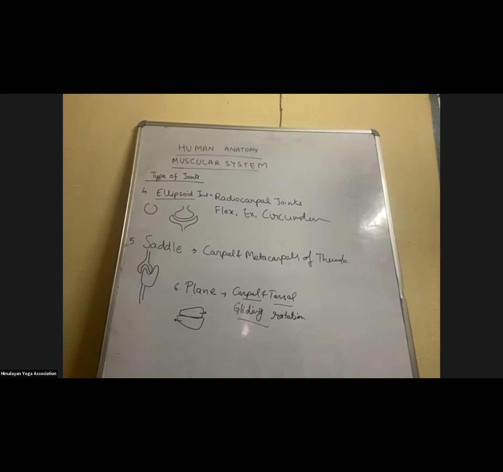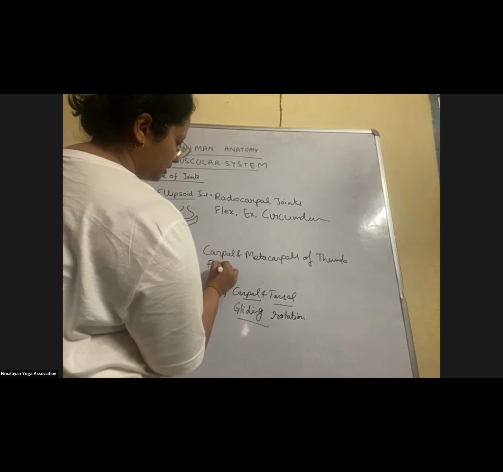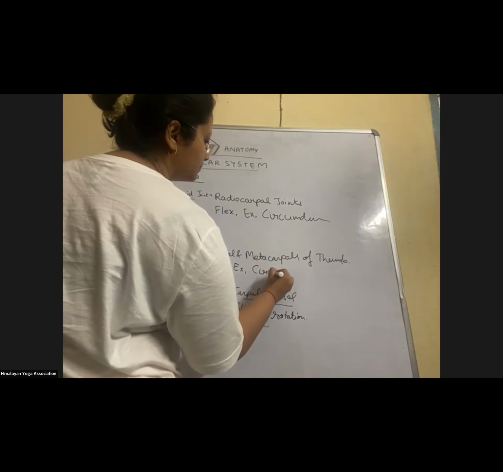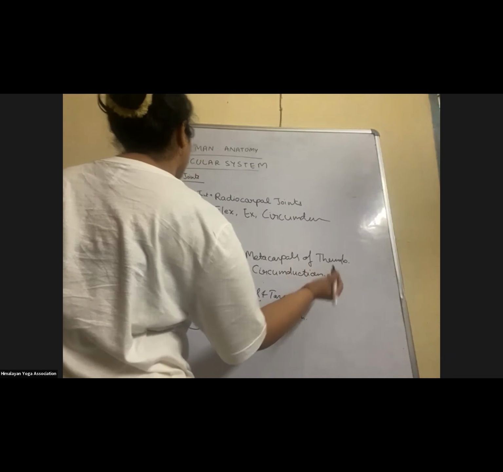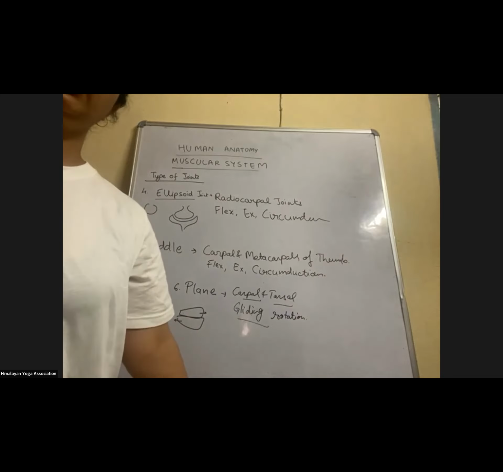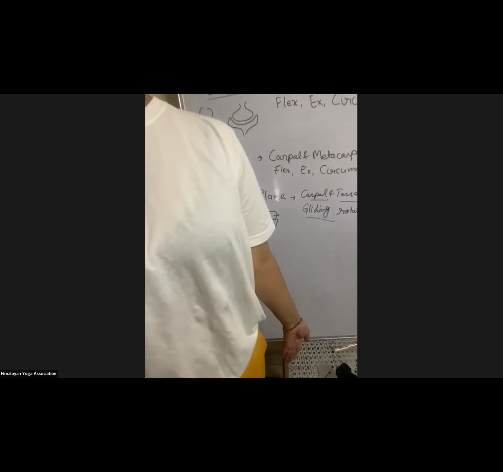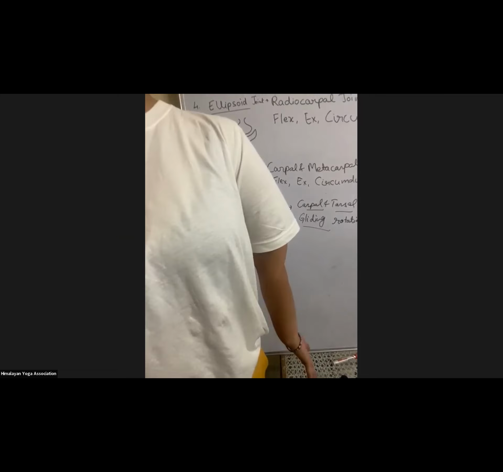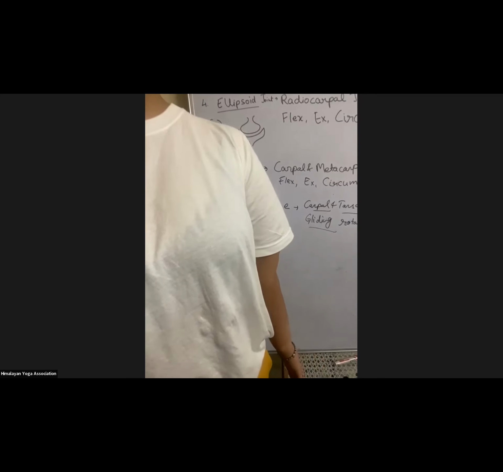What about the type of movement for the saddle and the plane? For plane, we have gliding and rotation. For saddle, we have flexion, extension, circumduction. So the last one is just gliding? Yes, gliding and rotation. You see, rotation is not this rotation. Rotation is this rotation, rotating along its axis. This is the neutral position, and this is the rotation. You see? This is rotation, rotating around its axis.